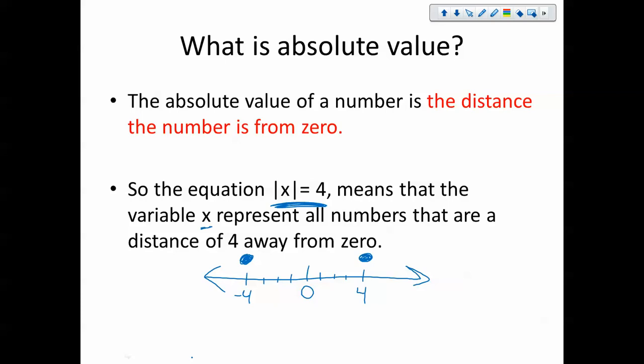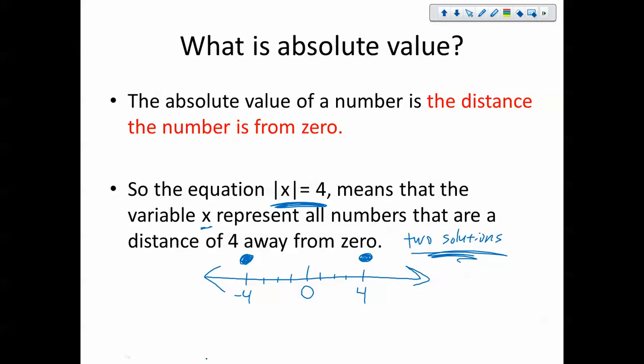And that's kind of like the key idea when we're looking at absolute value, is that there are two solutions. There are two ways to make a distance of 4. Either we make it 4 or we make it negative 4. And that idea of having two solutions, one that's 4 and one that's negative 4, we're going to use that when we're solving these things a little bit later.